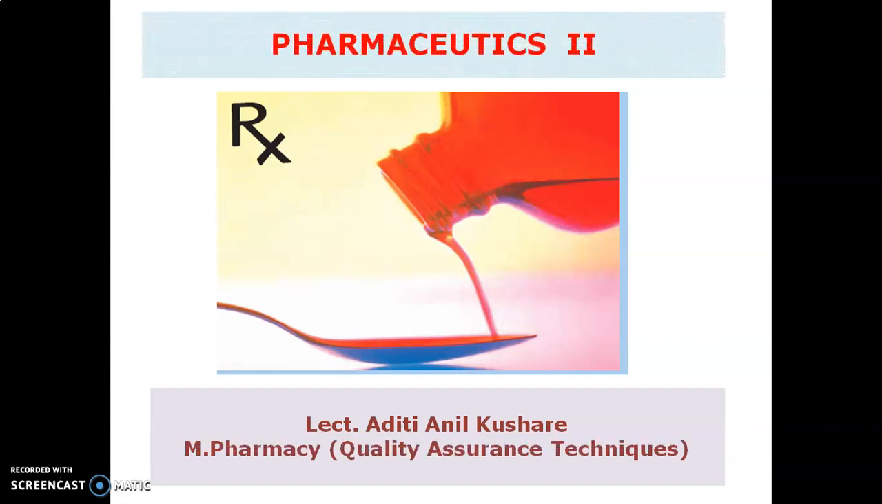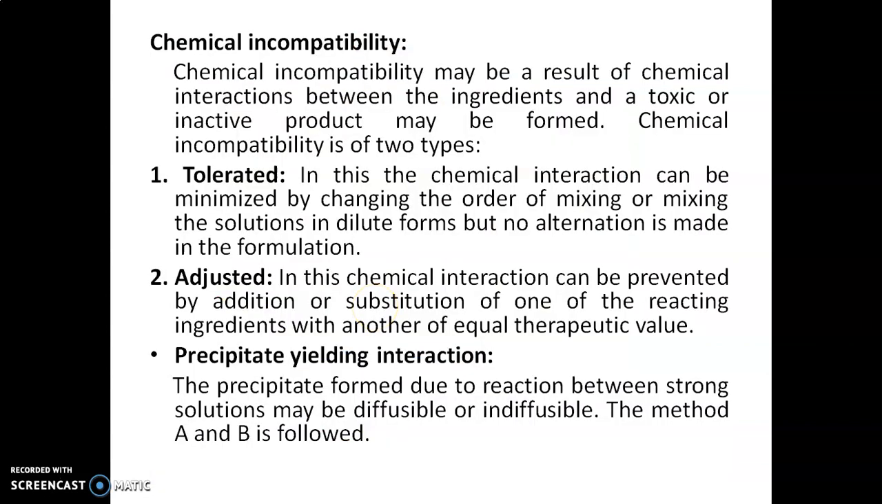Today we are discussing the practicals from Pharmaceutics 2. In previous sessions we discussed incompatibility. There are a total of 3 types of incompatibility: physical, chemical and therapeutic. Now let's discuss chemical incompatibility. Chemical incompatibility may be a result of chemical interactions between the ingredients and a toxic or inactive product.